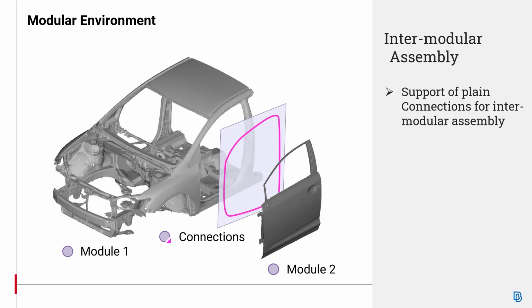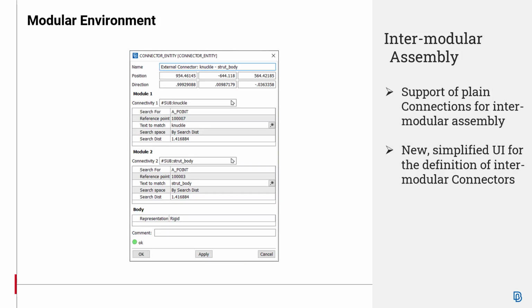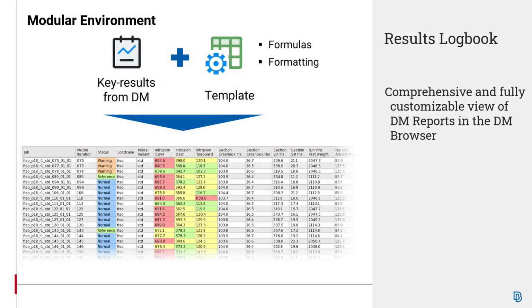The Smart Assembly process now supports the use of plain connection entities in connecting subsystems, and a new simplified user interface is introduced to facilitate and simplify the definition of intermodular connectors. A collective view of key results can be presented in the new results logbook available in the DM browser. The results logbook is a spreadsheet-like presentation of key value reports based on an Excel template that supports conditional formatting.